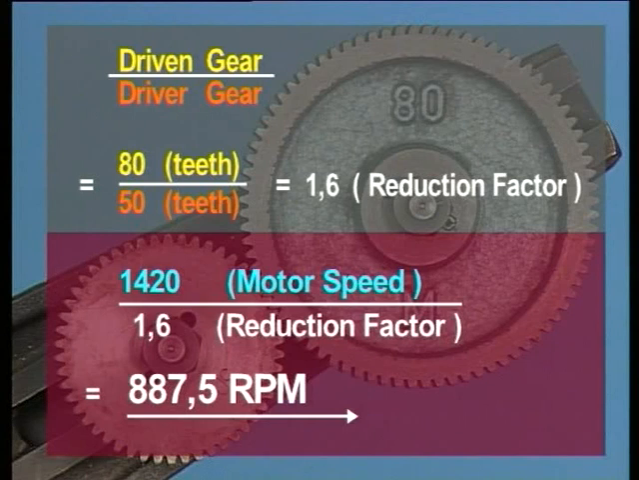Now we divide the motor shaft speed, 1,420, by the reduction factor, which is 1.6, to obtain the driven gear speed. This calculates to 887.5, the speed in RPM of the driven gear.